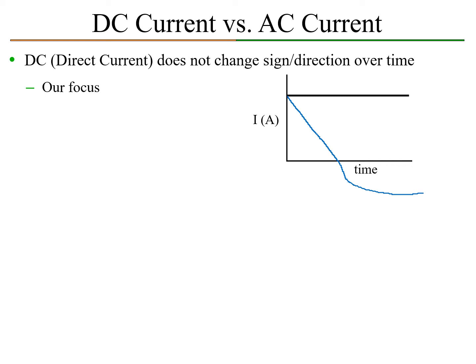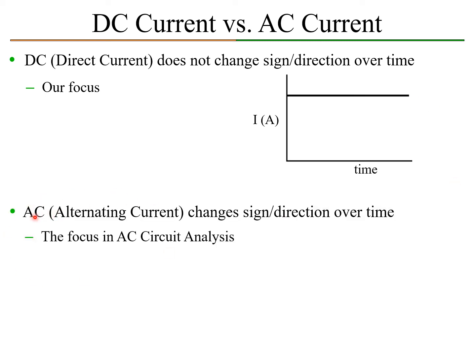Now that is AC current. Then it went back positive. It changed directions or changed signs. So that is AC current, not the focus of this course. Let me erase that AC current. This line represents DC current because it never goes negative. The current always flows in the same direction.